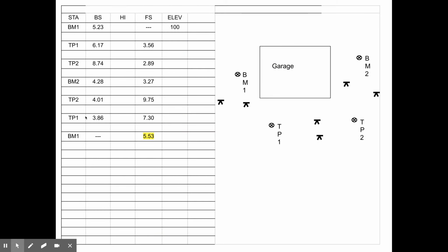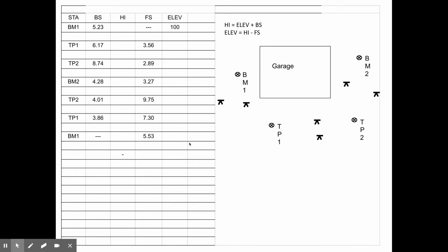Now, if you look, these readings like turning point 1 here and here are different, right? The backside and the foresight are kind of close, and the foresight and the backside here are kind of close, but they're not the same. And that's because we have the level set up in different spots, so we're not going to get the same numbers. What should happen, though, is our elevation here and the elevation we're about to calculate here should be the same. And ideally, if we know we did it right, this elevation and this elevation will be the same.